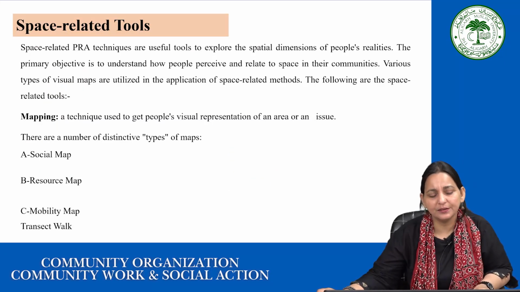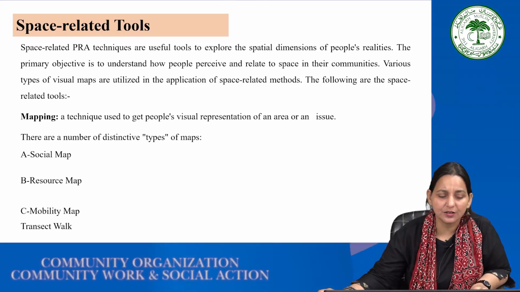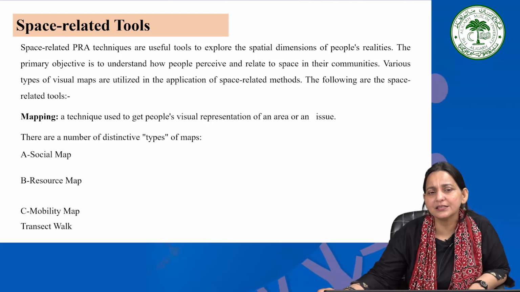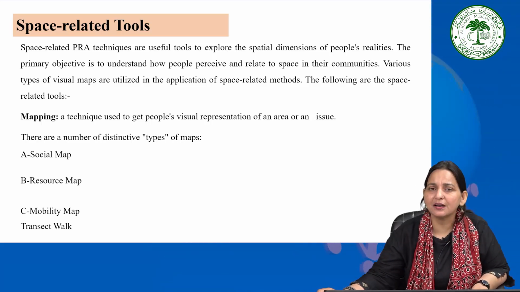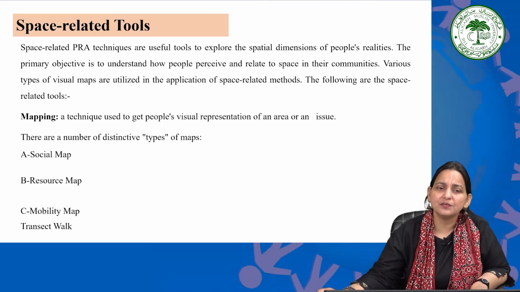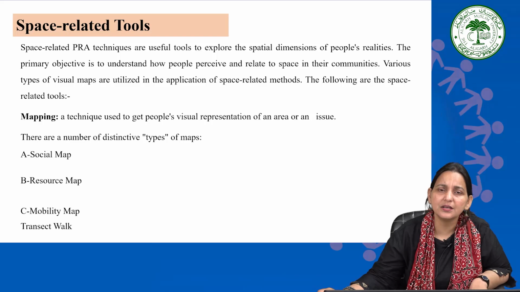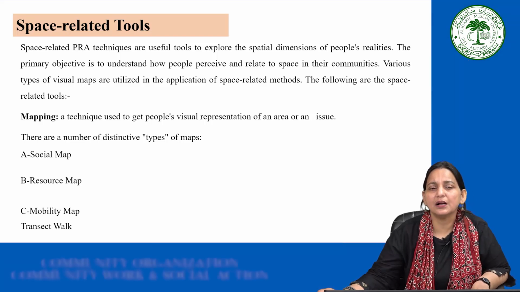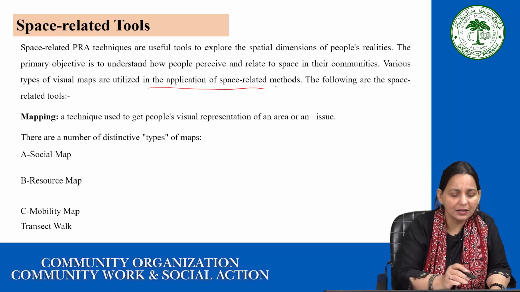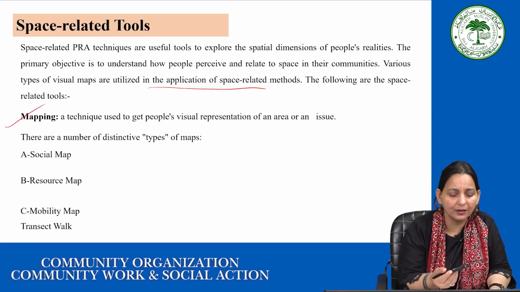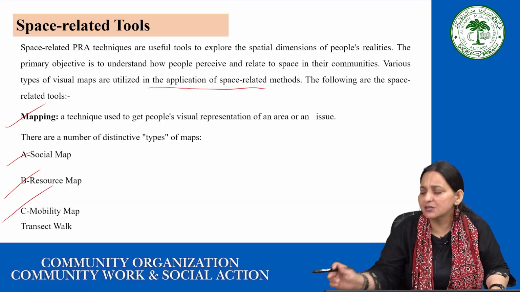Let's start one by one in detail. First is the space related tools. Space related tools and techniques are useful to explore the spatial dimension of people's realities. Their primary objective is to understand how people perceive and relate to space in their community. Various types of visual maps are utilized in space related methods. So these are mapping: social mapping, resource mapping, mobility mapping, and apart from mapping there's a transit walk.